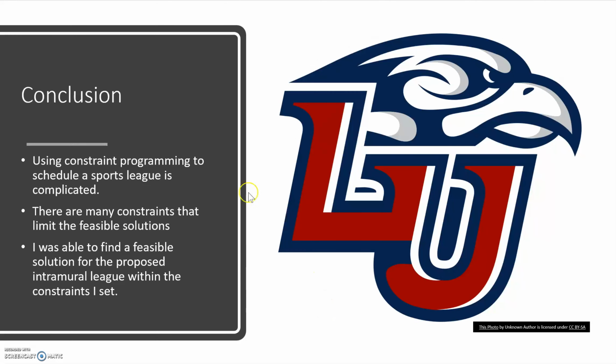So to conclude, I used constraint programming to schedule a sports league, and it's very complicated to do. It took me quite a while to get this program to actually work, and I had several issues with it, but it finally worked. There are many constraints that limit the feasible solution space, and I was able to find a feasible solution for the proposed intramural league with the constraints that I set that are required of the league, namely being able to play every team once and a few teams twice.